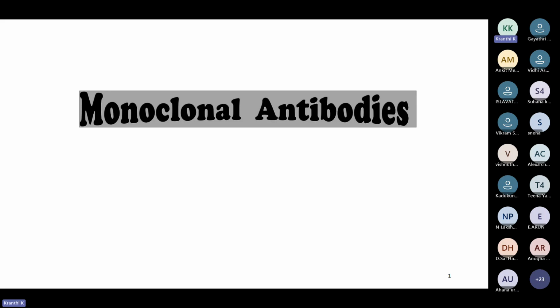So what is the purpose of antibodies? Tell me, what's the purpose of antibodies? What do the antibodies do? Any idea? Yeah, they work against the antigen, right? So what do you mean by monoclonal antibody? Means antibodies are coming from a single clone. So the antibodies will be the same, right?